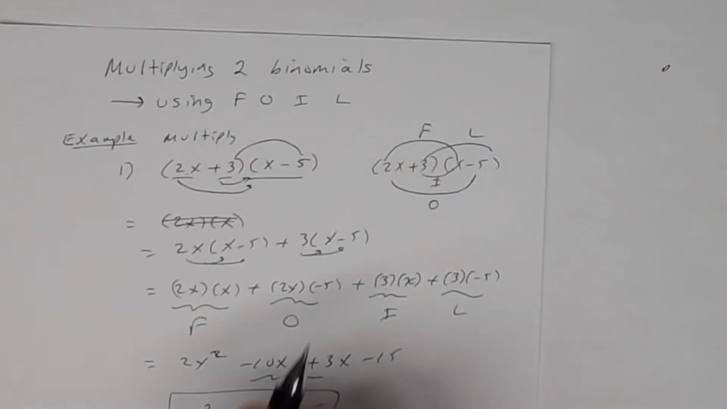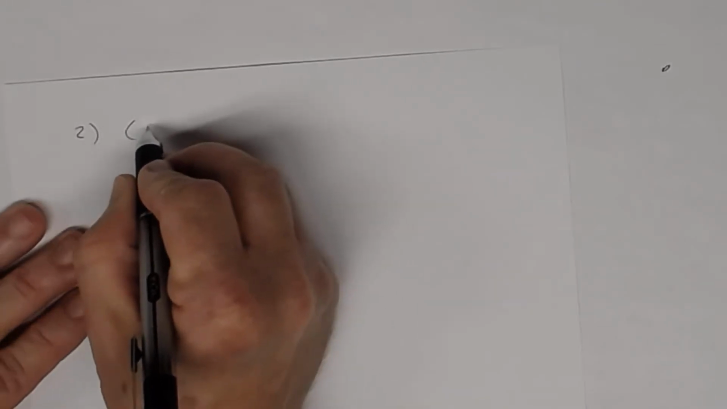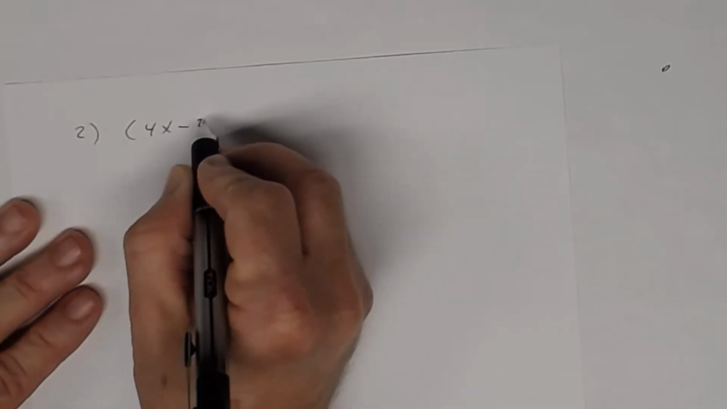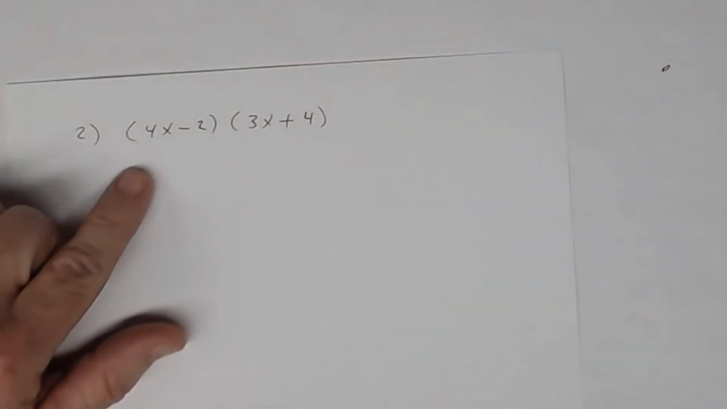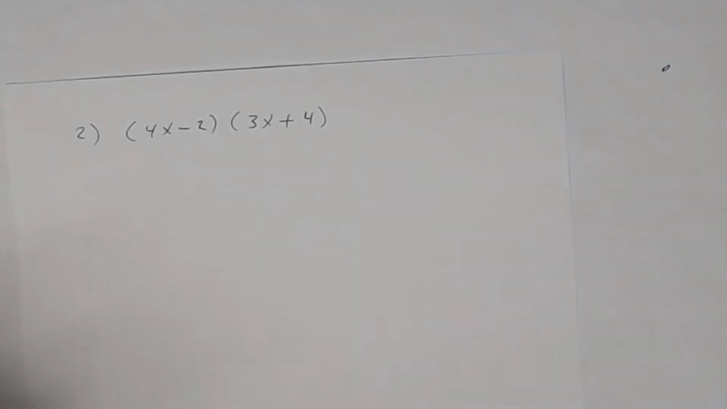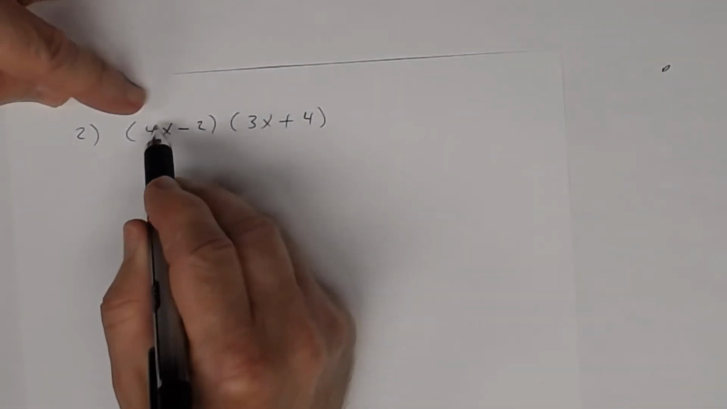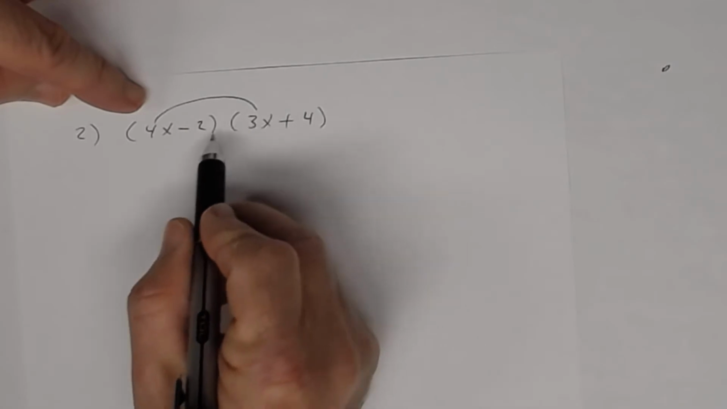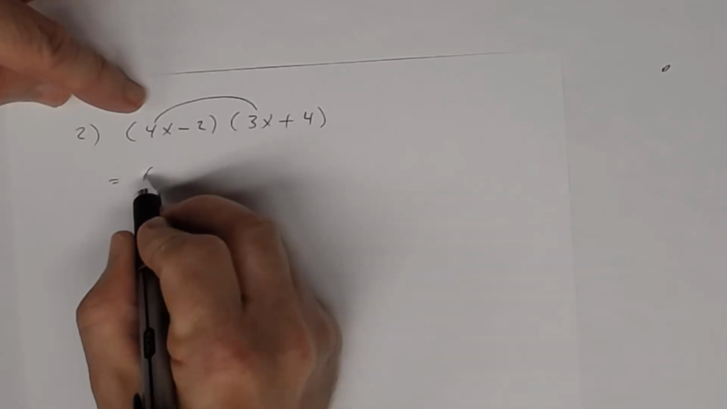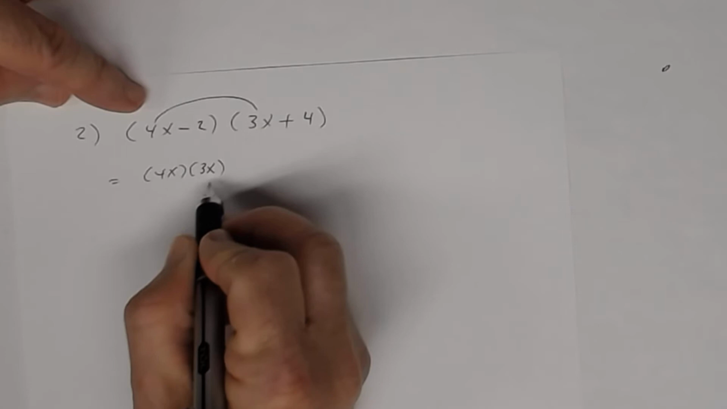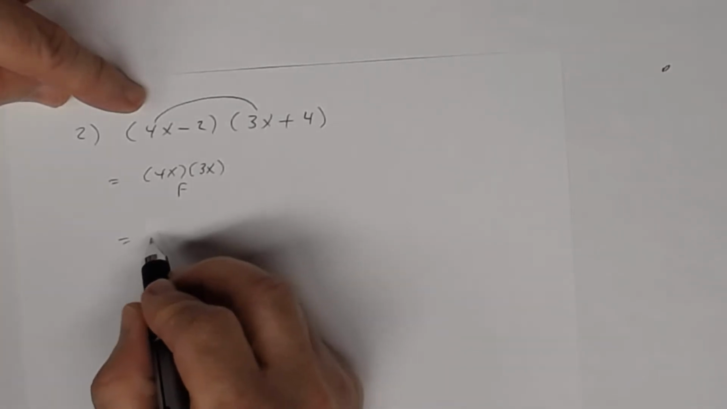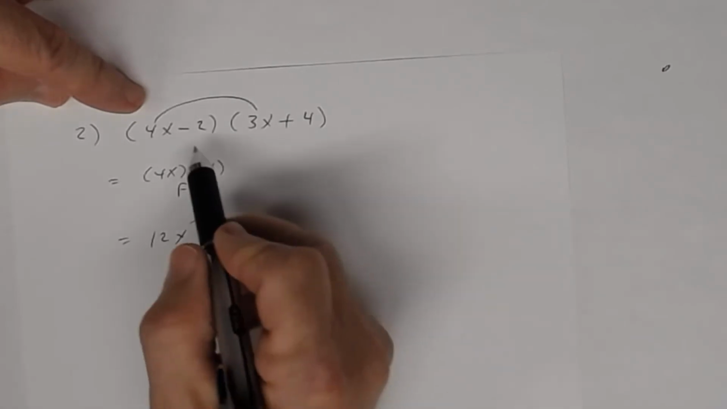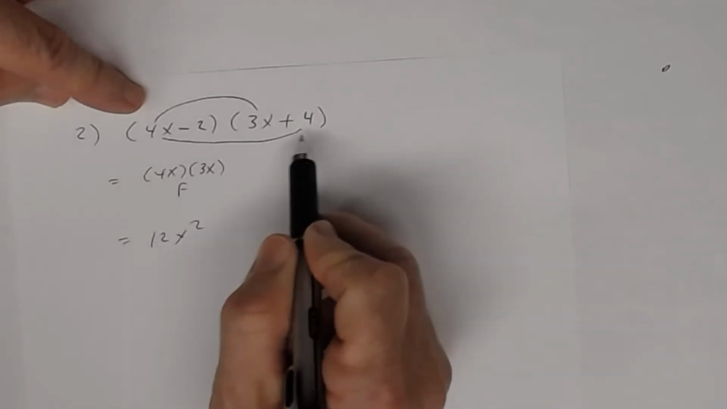In the next example, we're going to use the FOIL method. So here's number 2. Let's suppose we have 4x minus 2 times 3x plus 4. Two binomials. Since I'm multiplying two binomials, I can use the FOIL method. So first times first, 4x times 3x. That's your first. What is 4x times 3x? Well, 4x times 3x is 12x squared. So that's your first. Then you're going to do the outer terms, the terms on the outside.